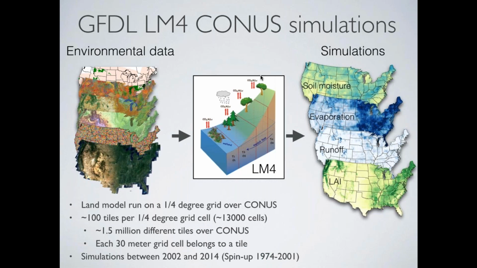So just to finish up, what I showed here is an example in California. A couple months back, we took this hierarchical clustering algorithm and ran it over the entire US. We divided the US into a quarter-degree grid, where for each quarter-degree grid cell we computed 100 tiles using the algorithm that I discussed previously. That adds up to roughly 1.5 million different tiles over CONUS, where each 30-meter grid cell belongs to a tile. You simulate between 2002 and 2014 with a spin-up between 1974 and 2001.